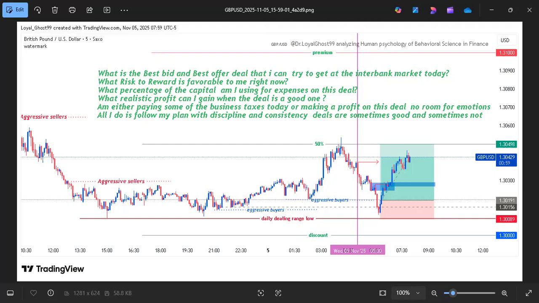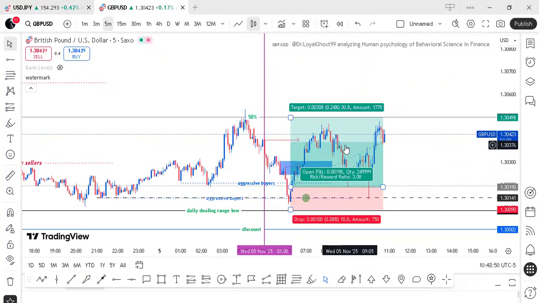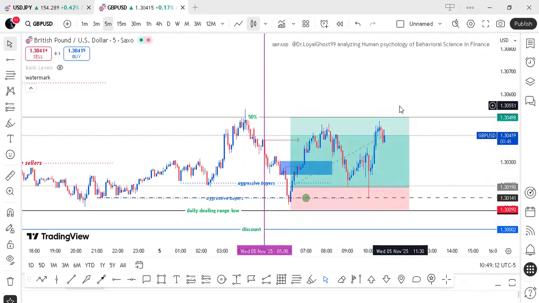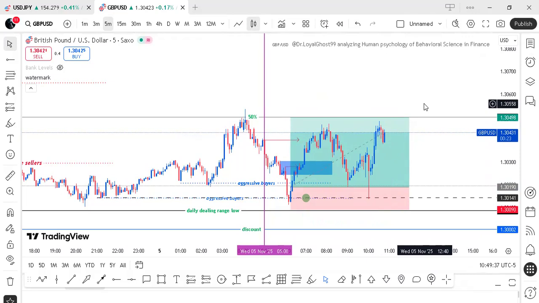Like I showed you, that was before this retracement that took place. I thought it would easily hit the 50% and my setup would be completed, but it made a retracement. So like I said, you either pay the expenses of the day or you make a profit on the deal you got. Don't be so emotional, as long as you're not so concerned about the results or the outcomes. You just take it as a usual day. It is what it is.